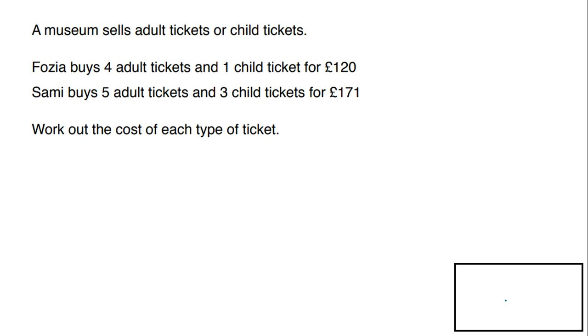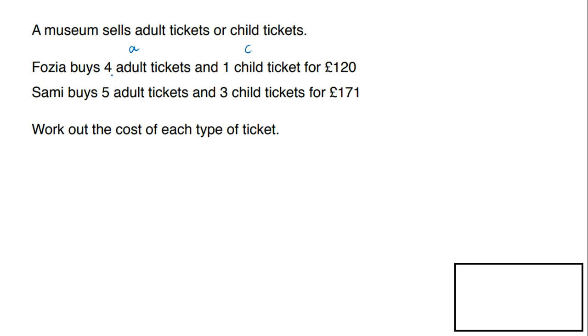Now, in order to work out the cost for the tickets, first of all, we need to make sure that we have two equations. And we can, first of all, refer to the quantities. For the adult tickets, we can call it A, and for the child tickets, we can call it C. And now we need to figure out the two equations out of the two statements given.